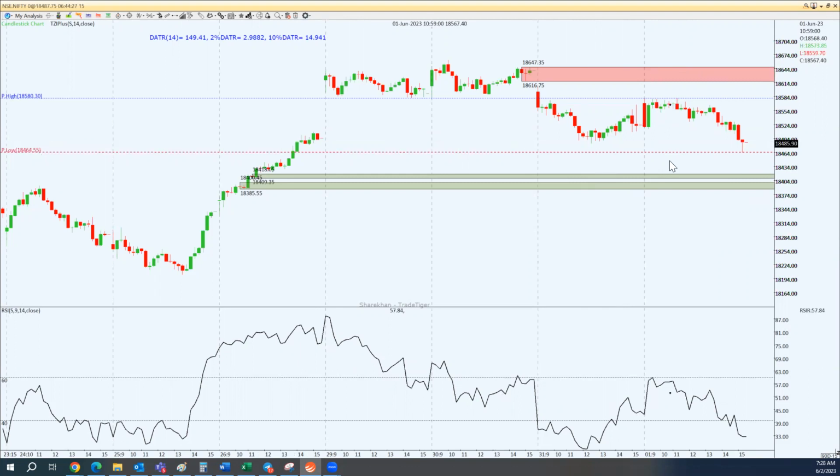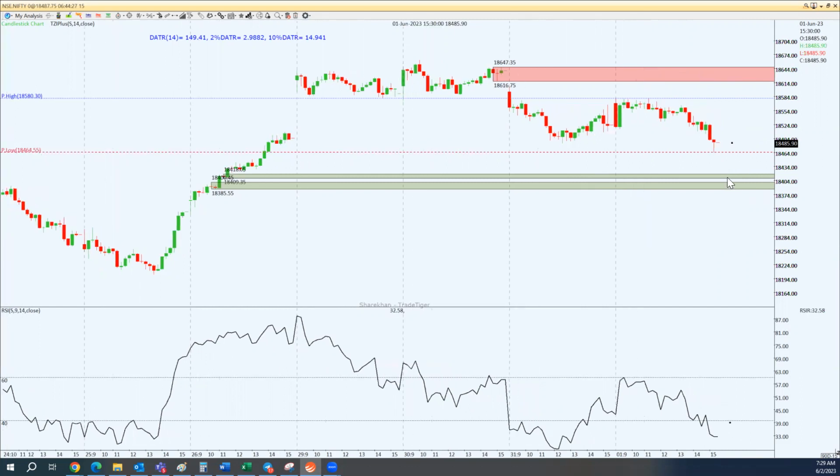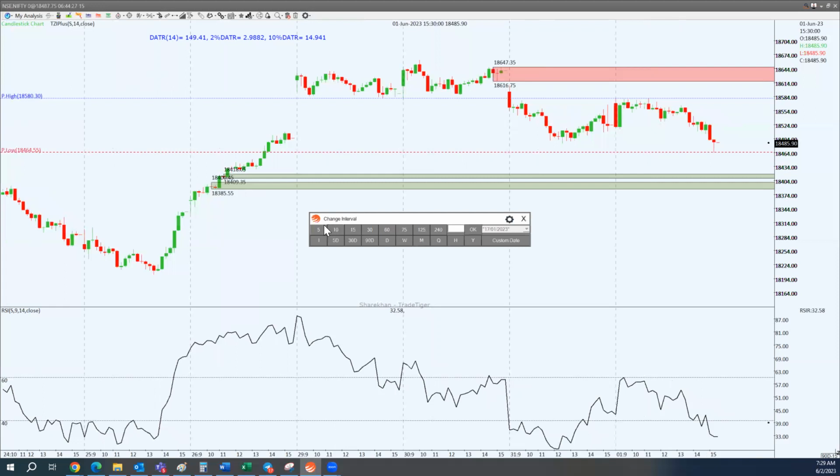The same levels which we marked yesterday. 18,600 will be the supply and 18,400 will be the demand area. This is where we can go long and this is where we can go short. Let me also show you some 5 minutes levels.